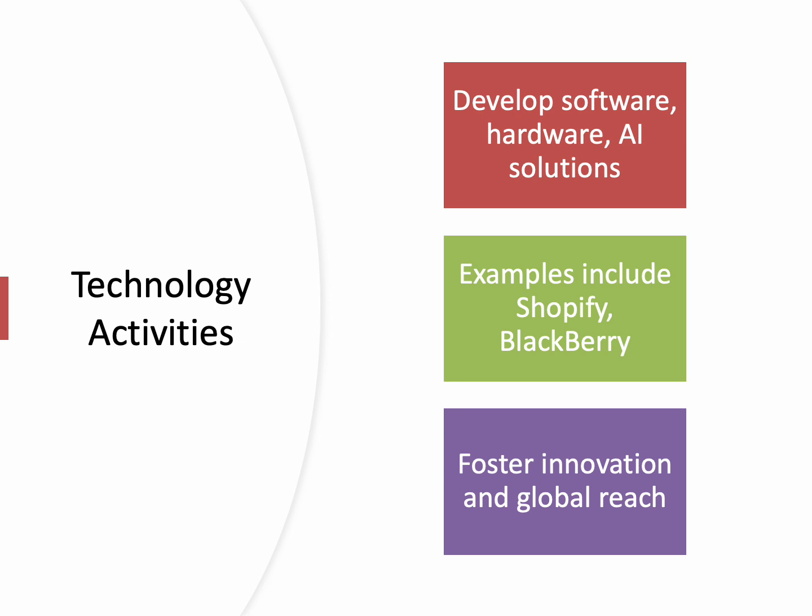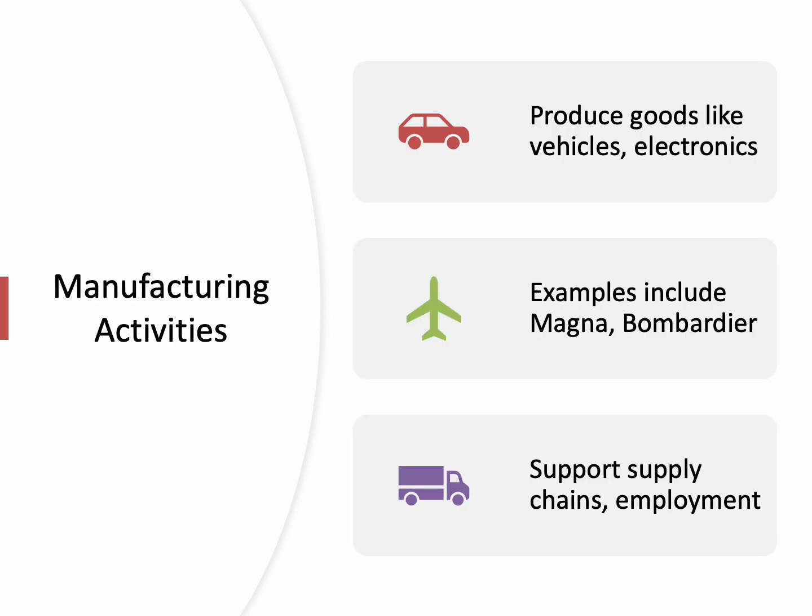Technology activities align with course objectives by equipping you to create innovative corporations that enhance Canada's economy with ethical, cutting-edge solutions. This slide transitions to manufacturing activities, where we'll examine production-based businesses. Following technology activities, let's explore manufacturing activities by for-profit corporations in Canada. Manufacturing corporations produce goods, such as vehicles by Magna International or aerospace components by Bombardier.